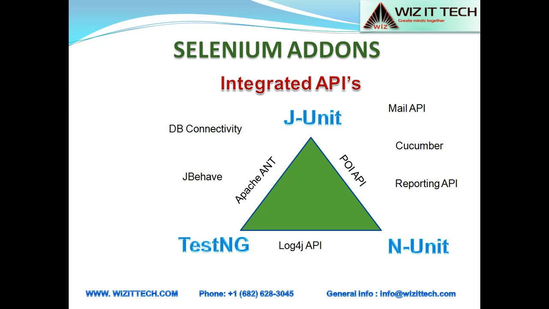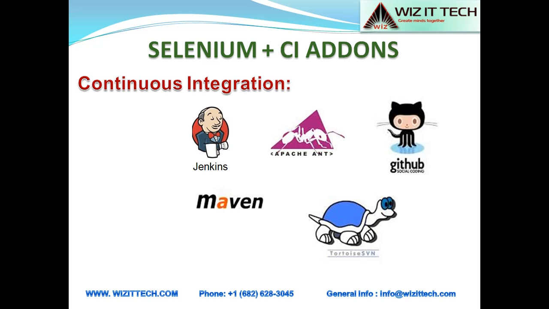Coming to the frameworks: JUnit, TestNG, and NUnit. These are the unit testing frameworks. We use these frameworks while executing the automation test scripts developed using Selenium. It also supports DB connectivity, JBehave, Cucumber, Mail API, and Reporting API. So these are the advantages we have when we go for the Selenium automation tool.